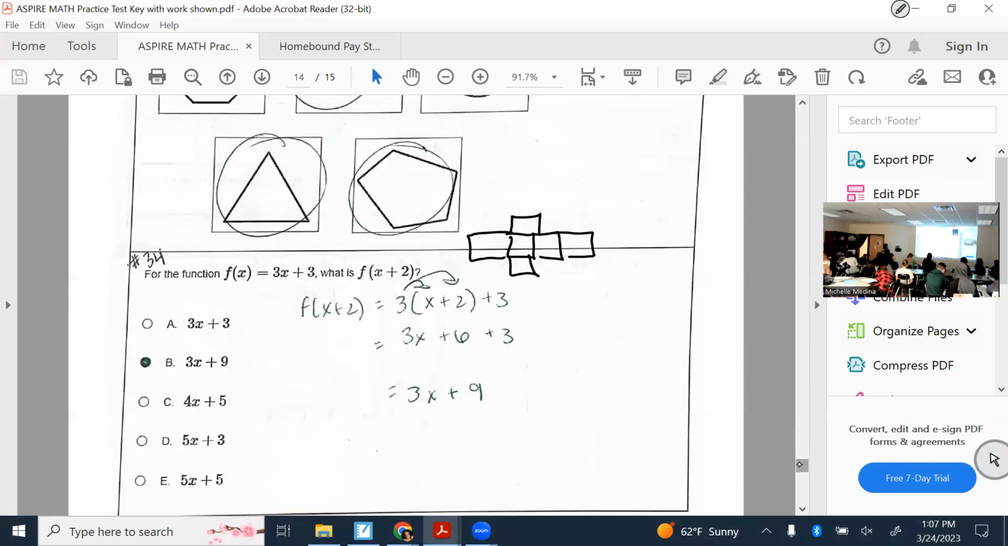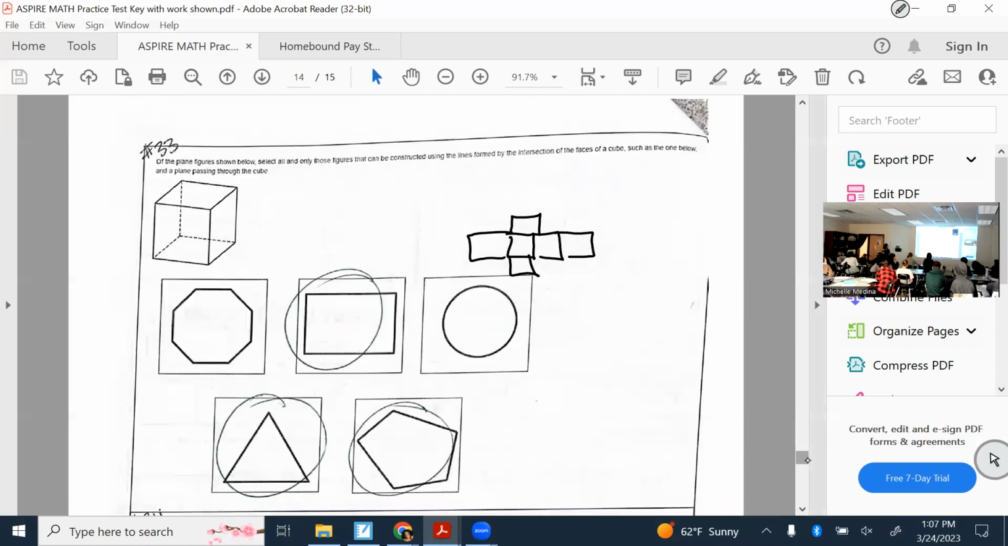Why is a triangle? Can you explain that one, please? There's a flat plane you're passing over the. Okay, well, that makes sense. And then this one, the triangle. Very good. Triangle.